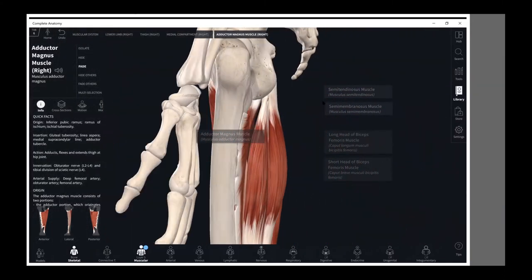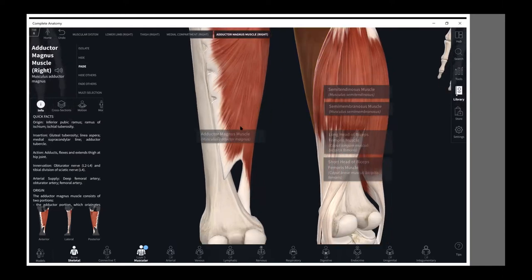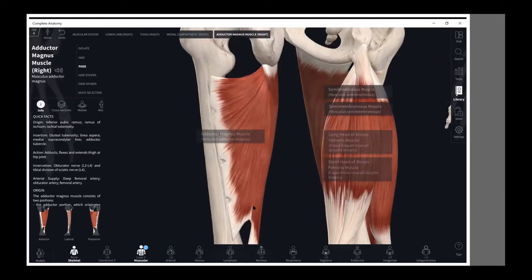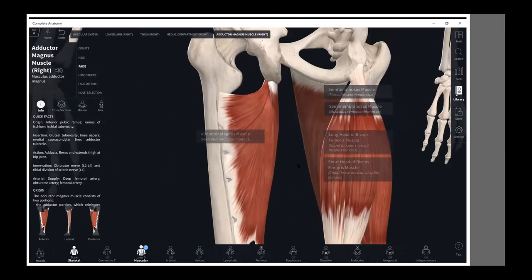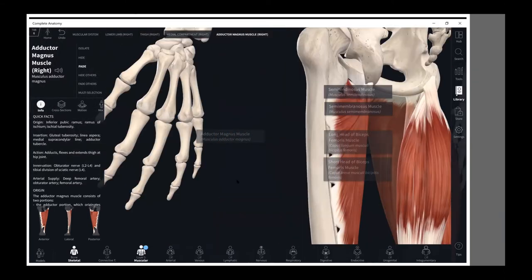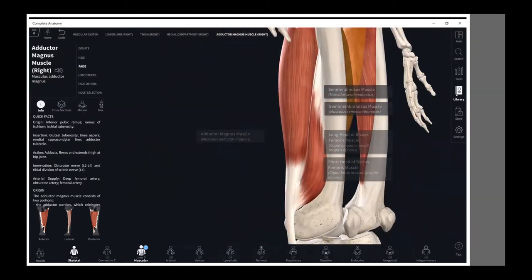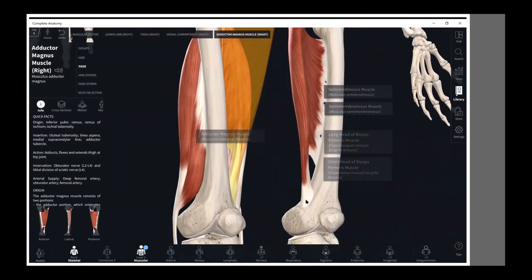And so a broad attachment and then its insertion. So again, the origin: the inferior pubic ramus and the ramus of the ischium and the ischial tuberosity. Its insertion is the gluteal tuberosity, the linea aspera, the medial supracondylar line, and finally the adductor tubercle. We tend to end up needling adductor magnus in the bulk of the muscle belly, and depending on the protocol, we may also needle directly onto the adductor tubercle, get all the way over there, on the medial aspect of the knee.